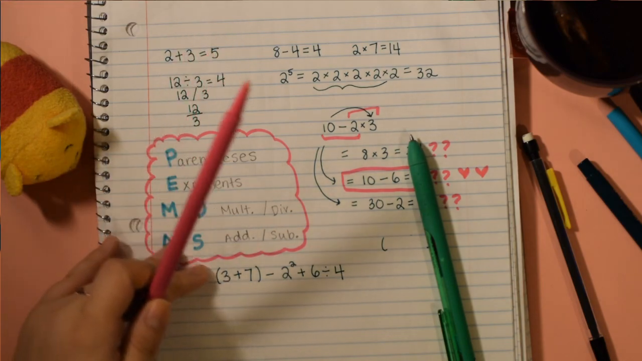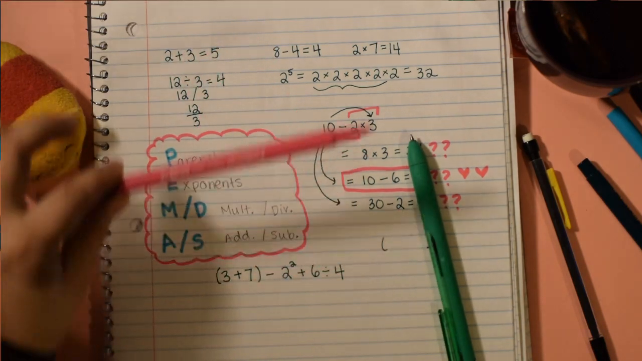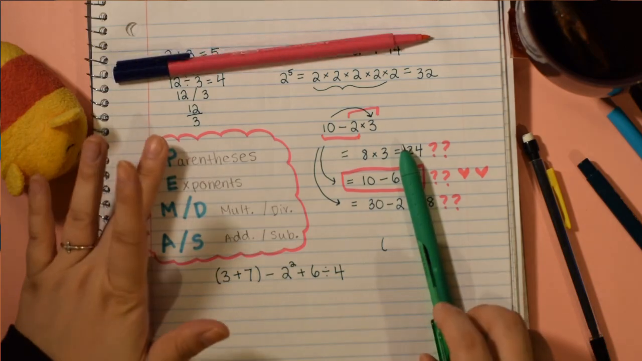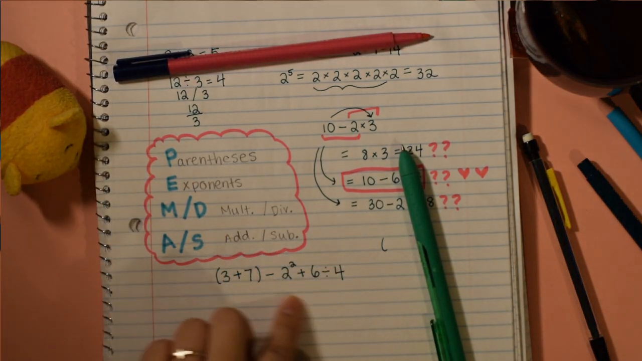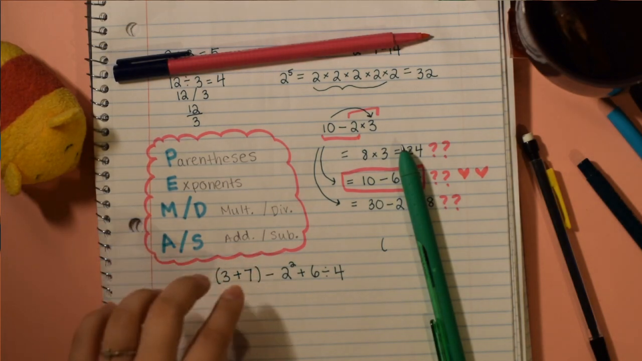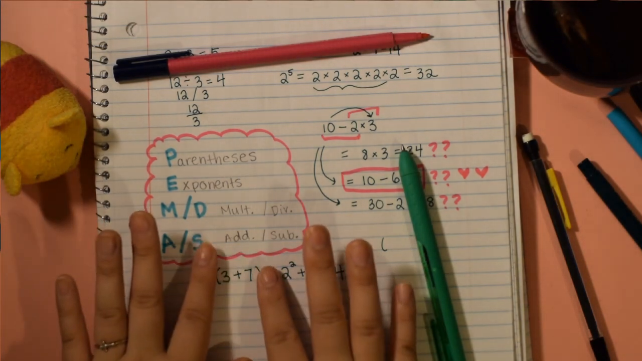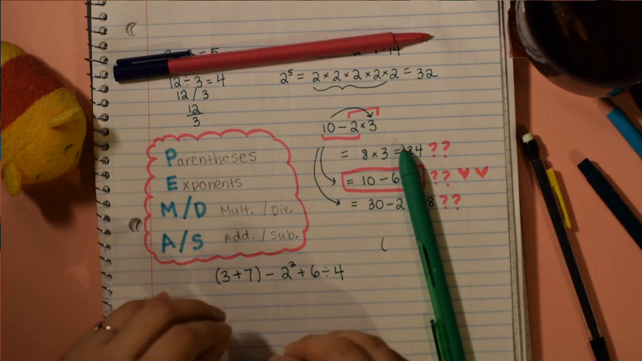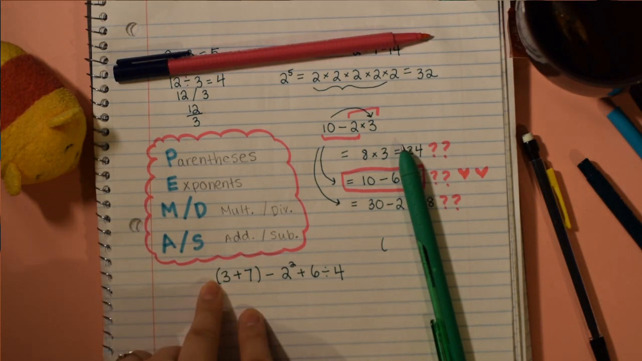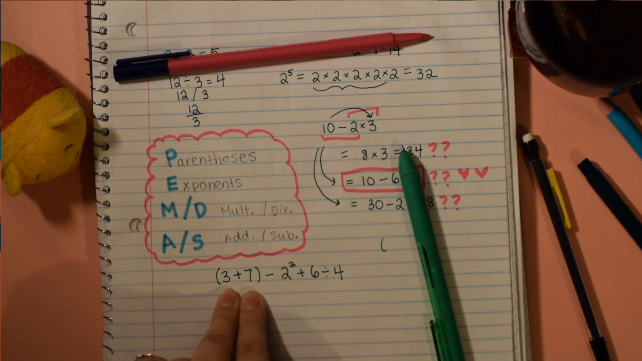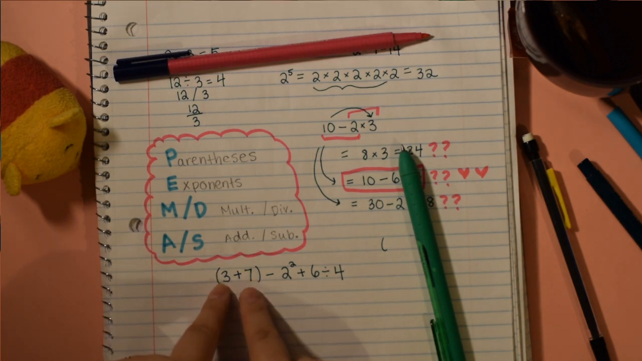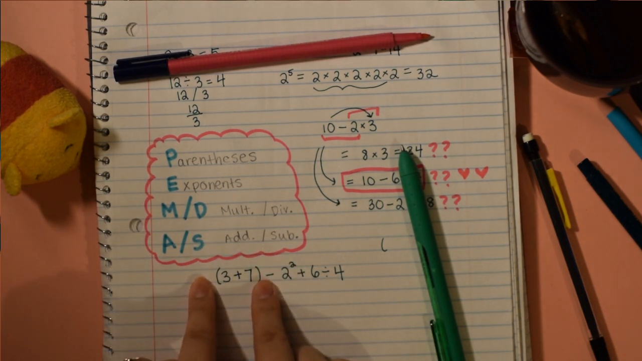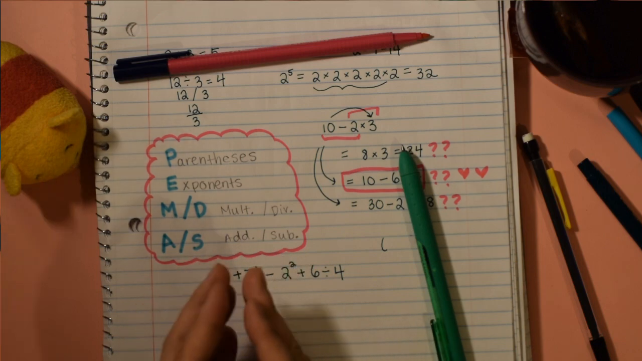PEMDAS is pretty helpful. So what we do is we look at parentheses. Do we have parentheses in this problem? Yes, we do. So the parentheses are basically like saying, hey, focus on me. Do this part first. Okay? So there might be stuff in this, and there might even be parentheses within the parentheses, in which case you kind of just work inside out.